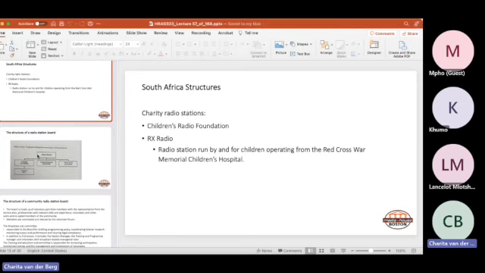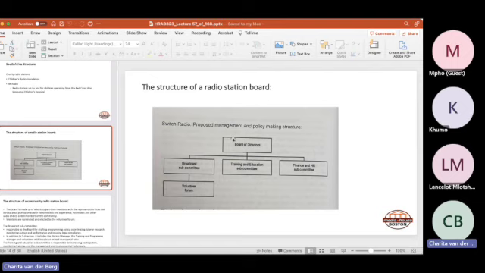So what does the structure of a radio station board typically look like? This is an example from your textbook that is on page 90. So Managing Radio, page 90, example. You have your board of directors, then you have a board subcommittee, a training and education subcommittee, and a finance and HR subcommittee, and then you have your volunteer forum, aka your presenters, okay? All your volunteers.